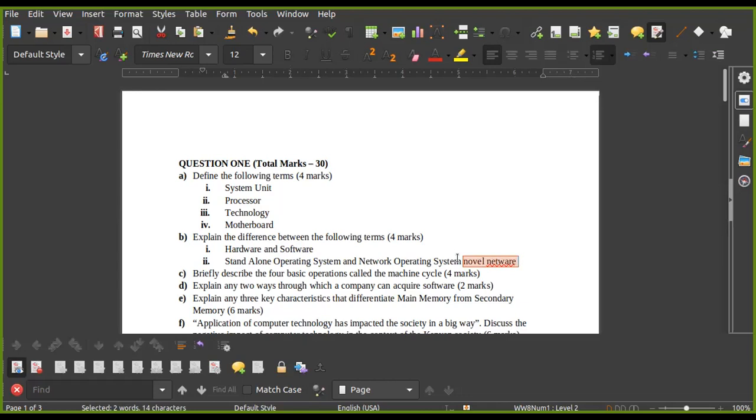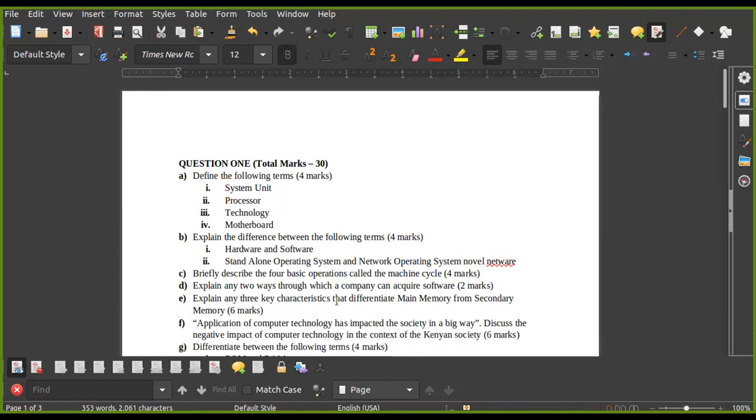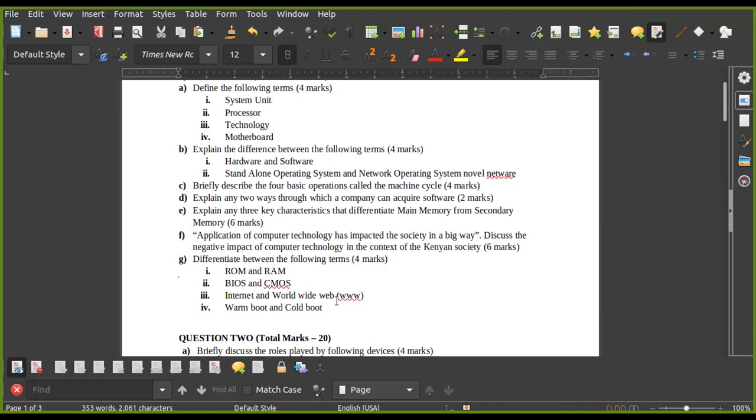Question C, briefly describe 4 basic operations called the machine cycle. This one I would want you to have a look at on your own free time and just research on it. Explain 2 ways through which a company can acquire software. We have free software, where a company can download free software, or it can purchase. Explain any 3 key characteristics that differentiate main memory from secondary memory. Last week we took a lot of time explaining what main memory and secondary memory are, so you are good to go.